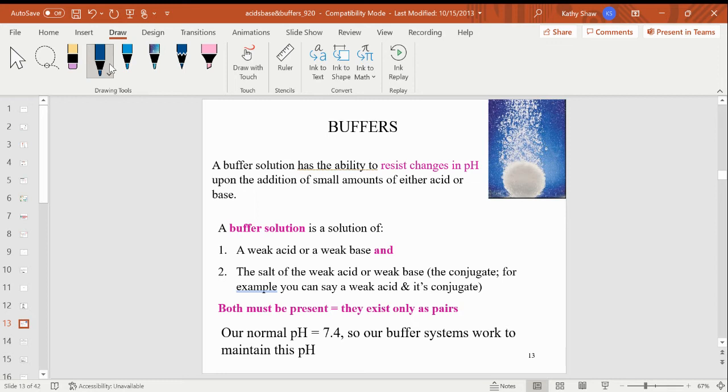So what do we do about that? We buffer. We have buffers. We have molecules that can act as an acid or a base and bring our pH back to that neutral number that we need. A buffer solution is a weak acid or a weak base, and the salt of the weak acid or the weak base, the conjugate. You've learned all that. Here's a very simplistic, mechanistic definition of a buffer, but it works. It's a molecule that can give me a hydrogen ion if I need it, or tie up hydrogen ions if I don't need them. So let's talk about that.